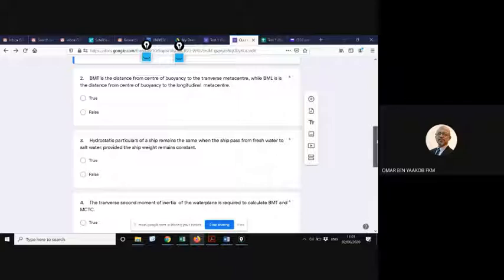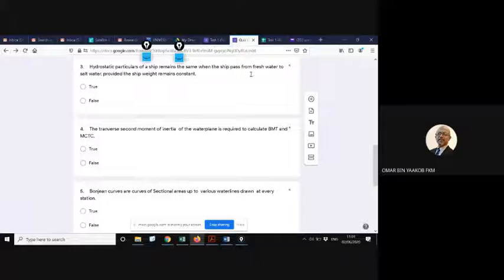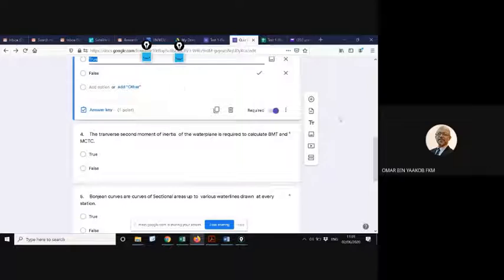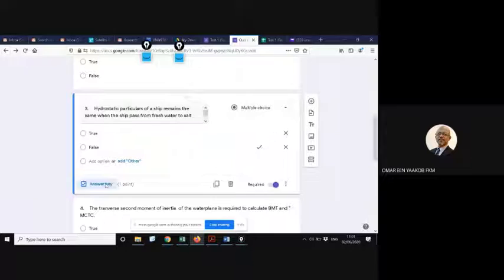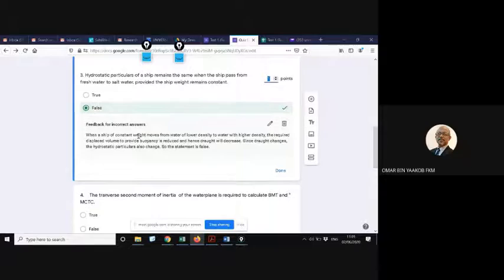Number three, hydrostatic particulars of the ship remain the same when the ship passes from fresh water to salt water, provided the ship weight remains constant. Is it true or false? The answer is false. Why? When a ship of constant weight moves from lower density water, which is the fresh water, to higher density water, the required displaced volume to provide buoyancy is reduced. Same weight, same displacement, but less volume because it has more density.